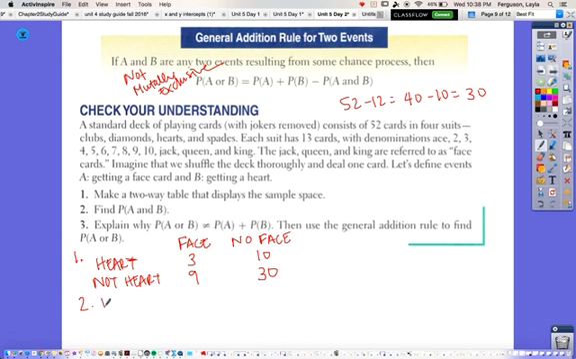For number 2, it says to find the probability of A and B at the same time. So the probability of A and B would be the probability that you got a face card that was also a heart. By looking at that, the cards that are hearts and also face cards would be 3 out of 52.